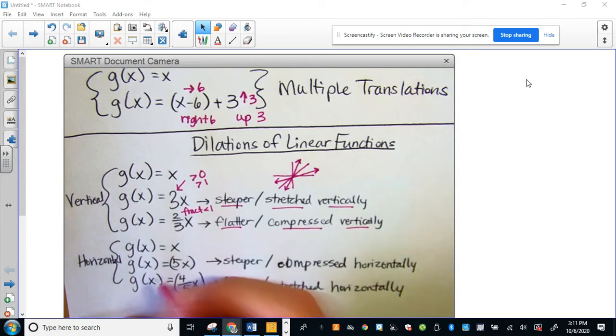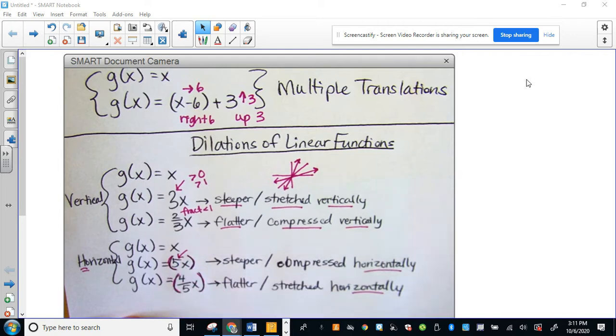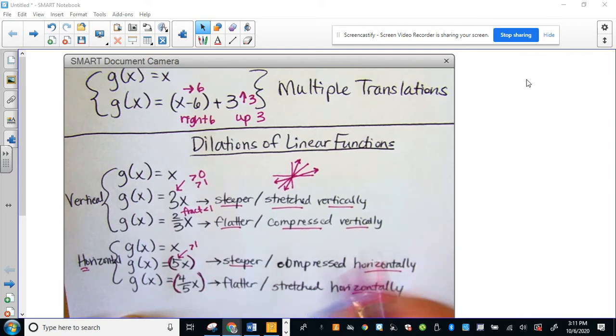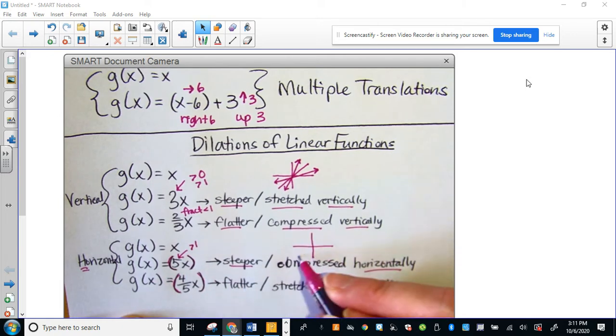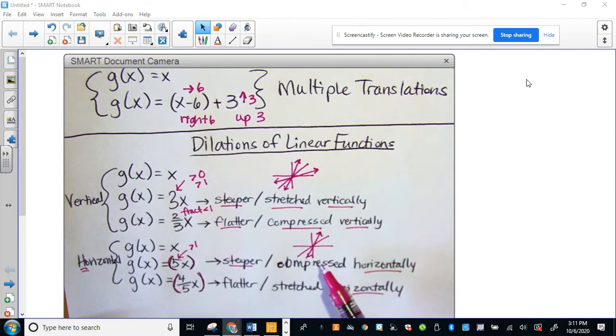Now, same thing here. We've got our hugs again. Here, we've hugged these together with parentheses, hugs for horizontal. So we know it's a horizontal. Same rule applies. So this is still getting steeper because it's larger than 1. So steeper. So imagine, here's your original. If it's getting steeper, it's compressing horizontally.